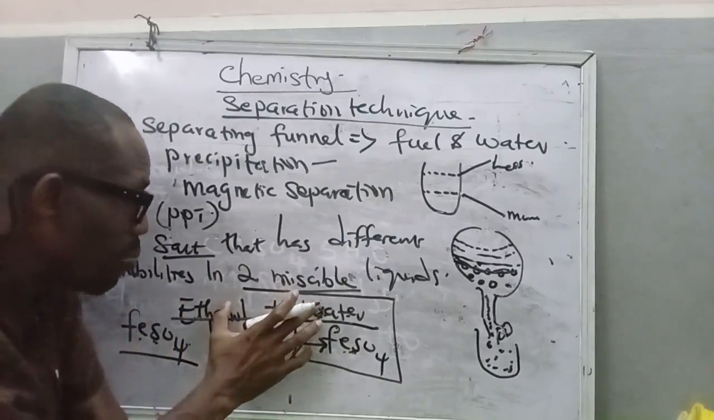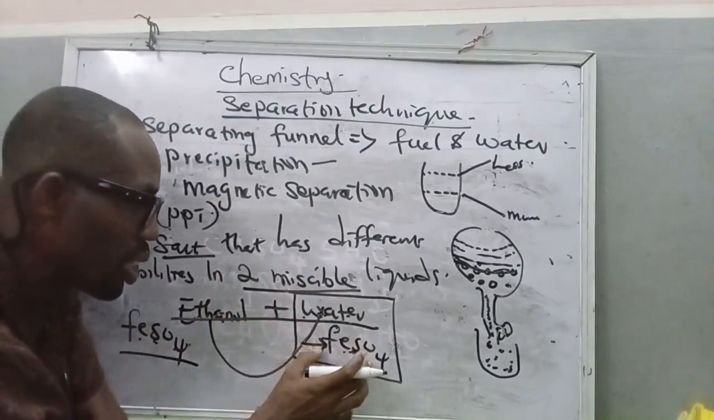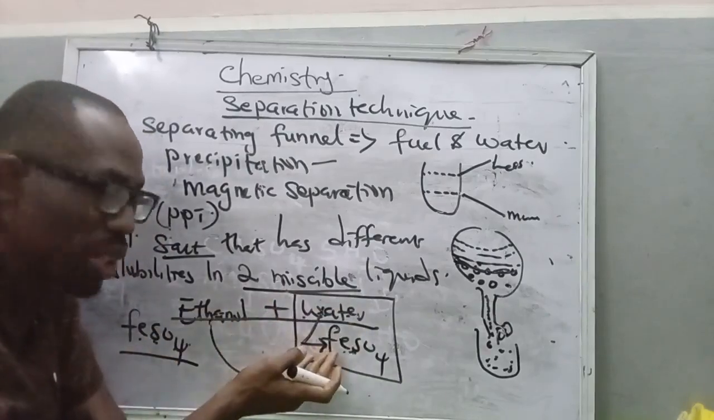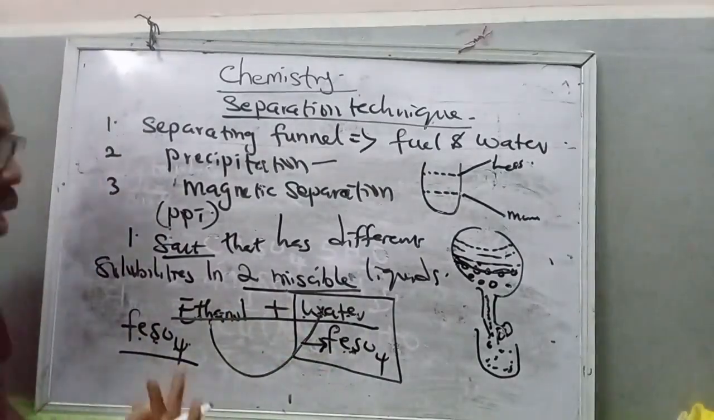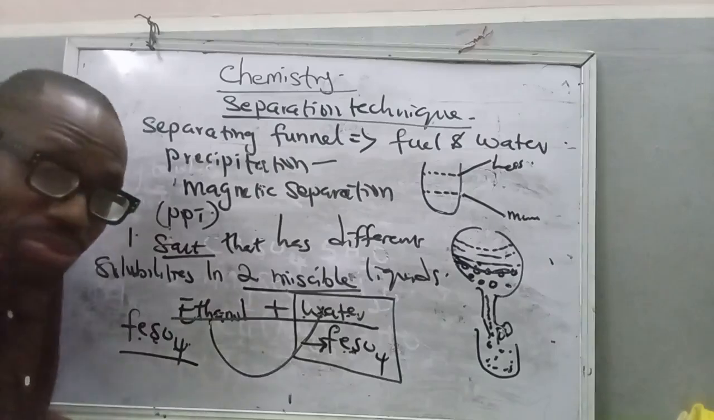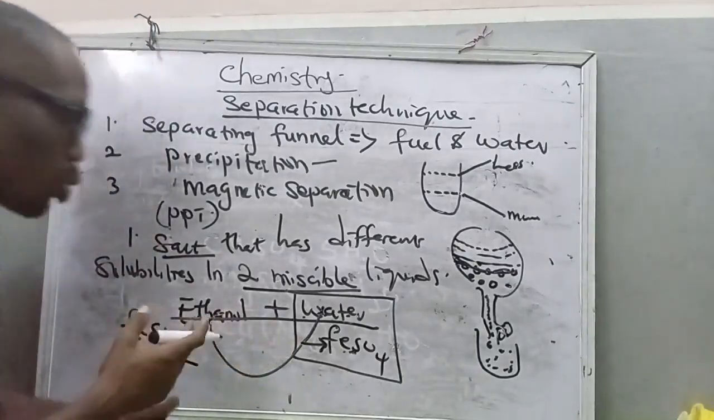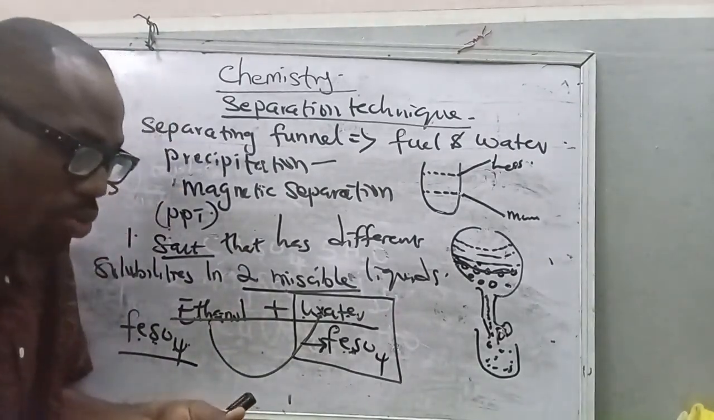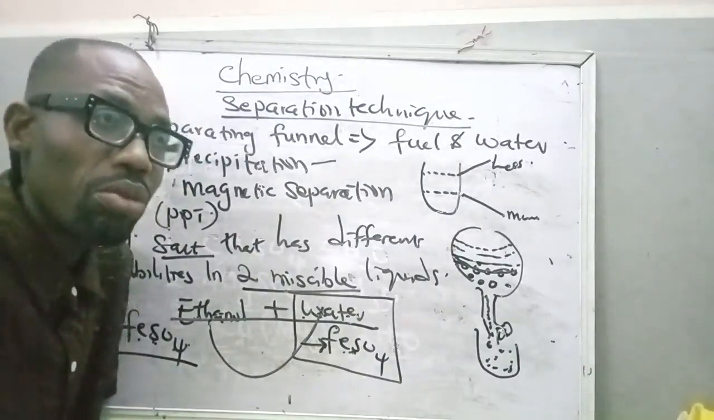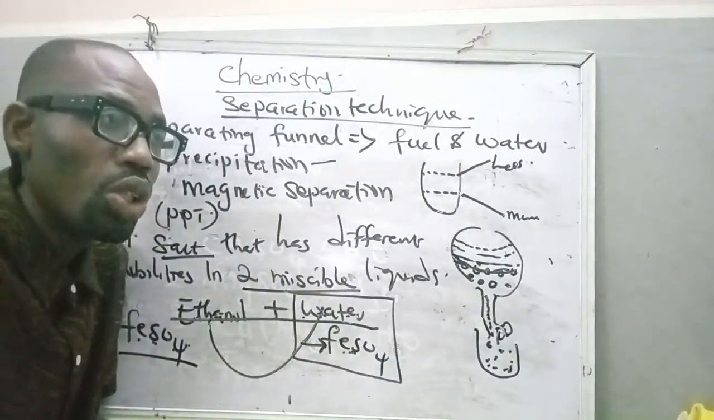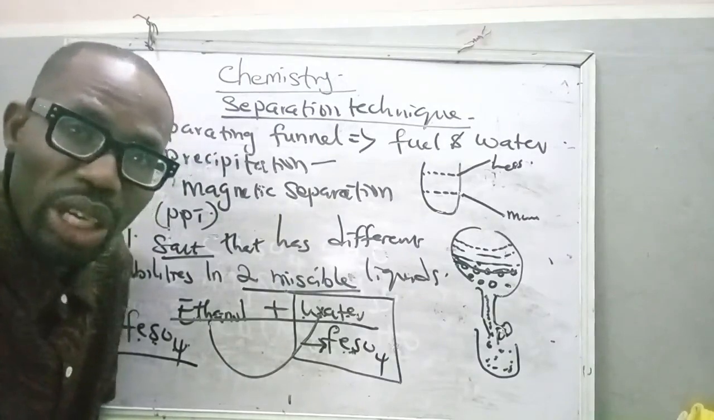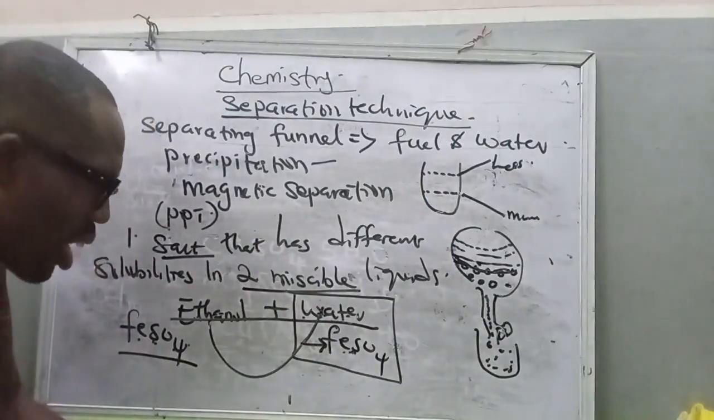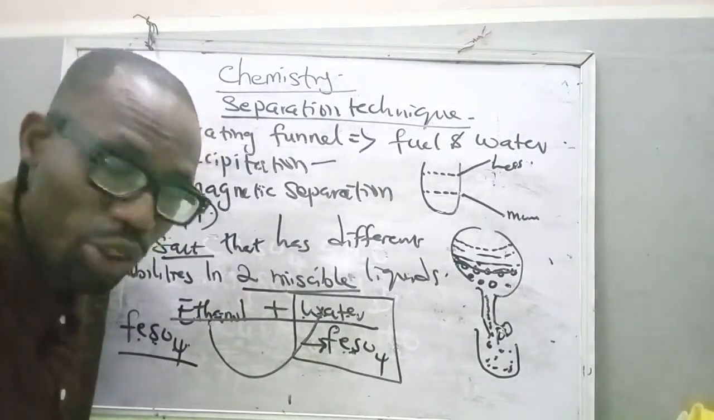So these liquids are mixable, but the iron 2 tetraoxosulfate 6 is soluble in water but insoluble in ethanol. So when the ethanol mixes with the water, it will precipitate this one out. Another example you can use in explaining precipitation is when you have two chemical substances reacting together to form a product. For example, let's say you have silver nitrate and sodium chloride.